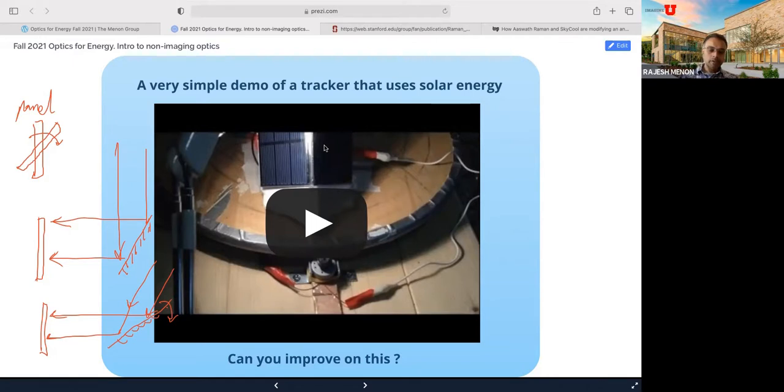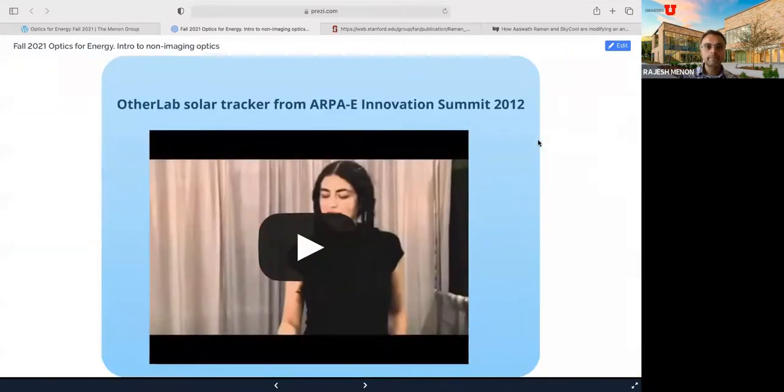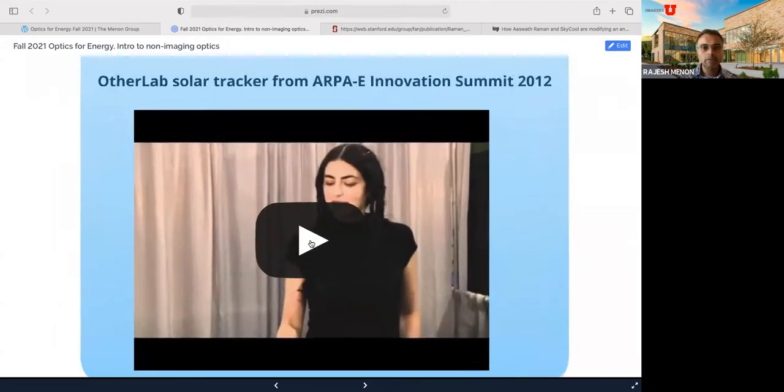And this solution is also called a heliostat, and we'll see it again when we talk about solar thermal systems. In fact, my next example is related to that, so this is a good segue. This is an example from a few years ago from an ARPA-E Innovation Summit. Let me just play that from a startup company called Other Lab.